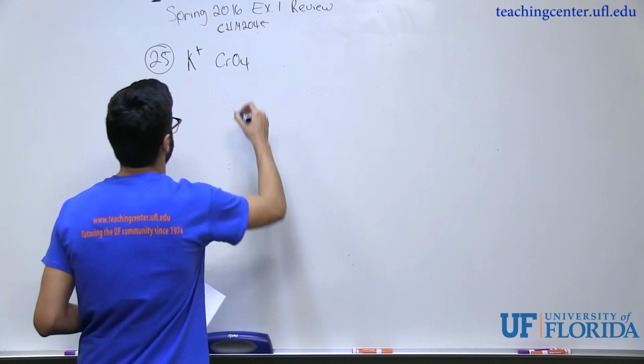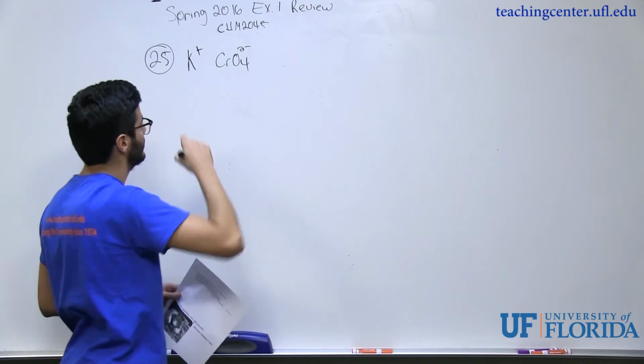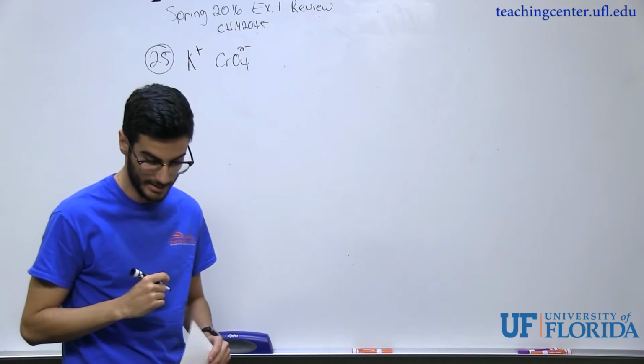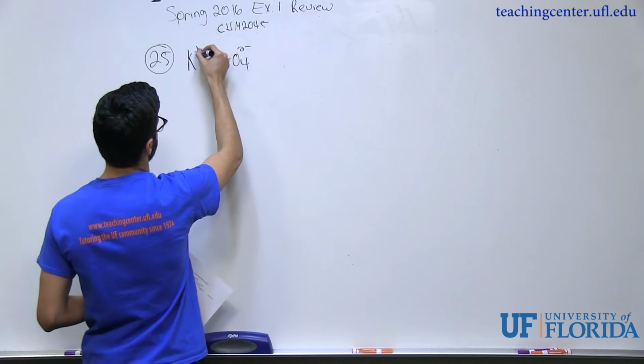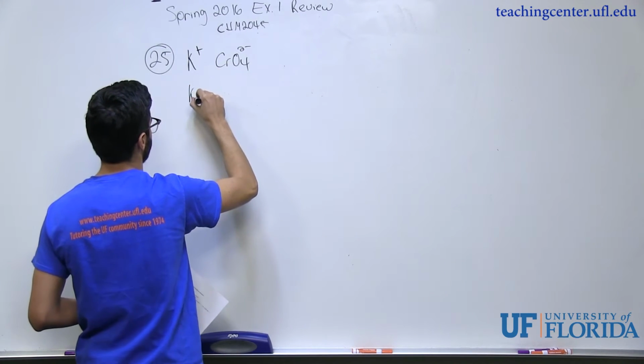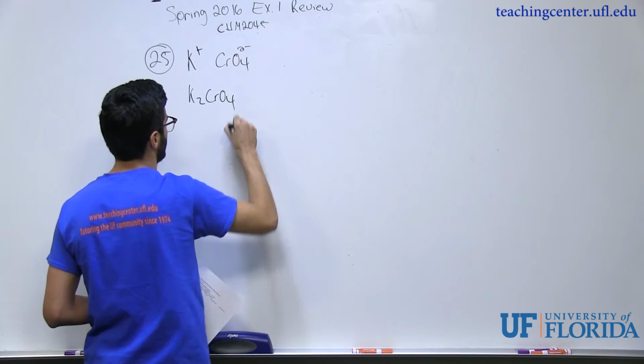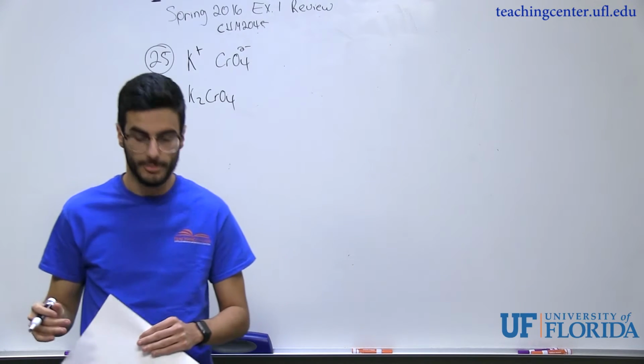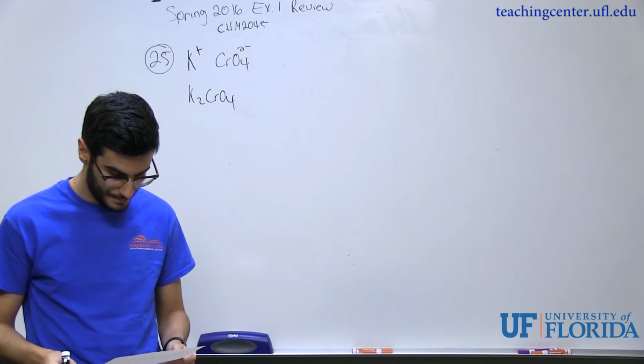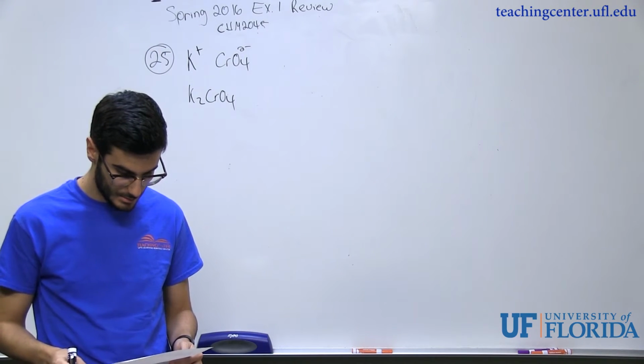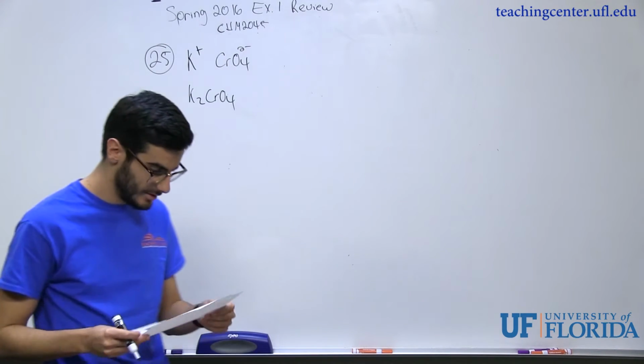And the charge on that, I'm sorry, is 2-. CrO4 2-. That's your chromate ion. So, if I drop my 1, I drop my 2, I get K2CrO4. That's your potassium chromate. Okay? So with that being said, let's go ahead and figure out this last problem.